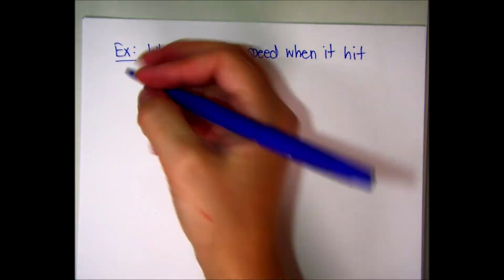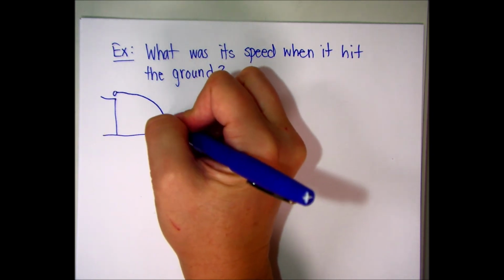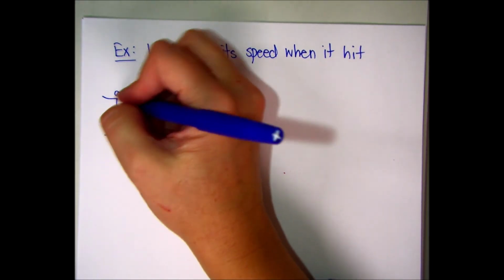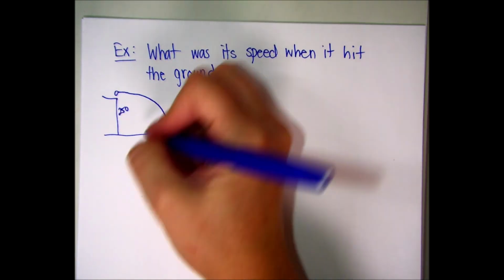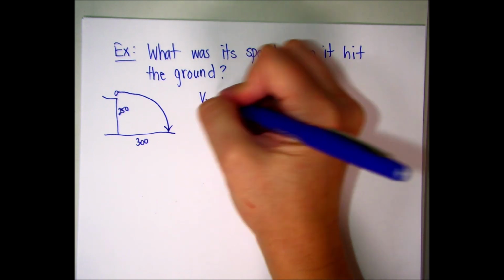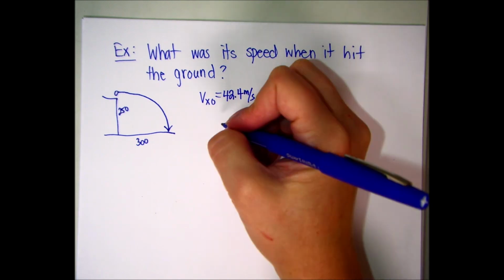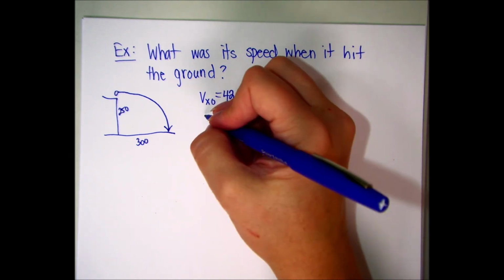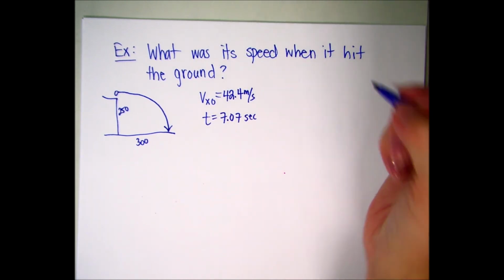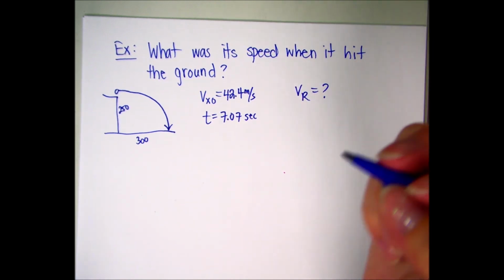So let's take a look at what is happening here, okay? Just to give you a visual. The object, the ball, is going like this. We know that we started 250 meters above the ground and it landed 300 meters away. We just solved for our horizontal initial velocity, right? We know that the time it takes is 7.07 seconds. I want to know what is the velocity when it hits the ground. I like to call it my resultant velocity.